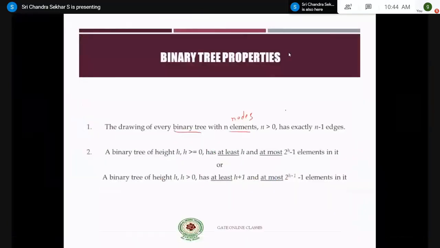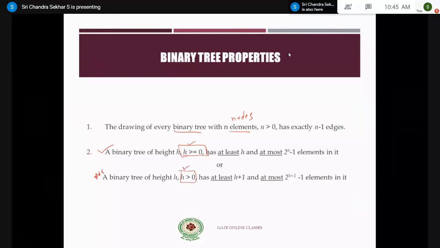And the second property, which is more important than the first property, says that if a binary tree has height h, then it can have at least h nodes and at most 2 power h minus 1 elements. Rather than remembering the first formula like this, remember a binary tree of height h where h is greater than or equal to 0. You can observe the difference between these two things. Here we are stressing that h is greater than or equal to 0, but here we are saying h greater than 0. This formula is very important.